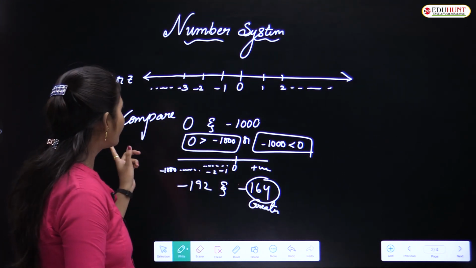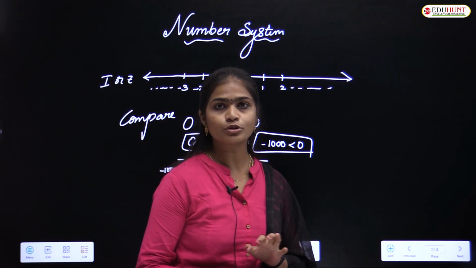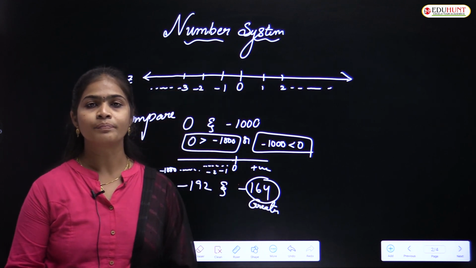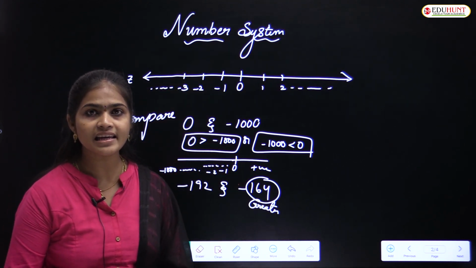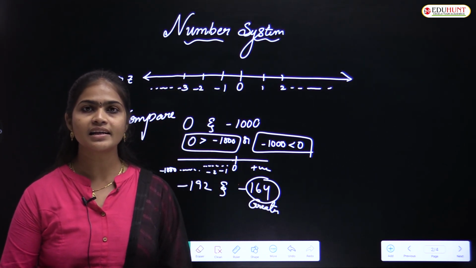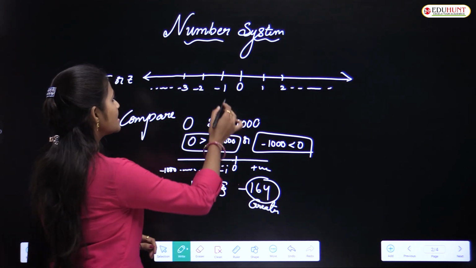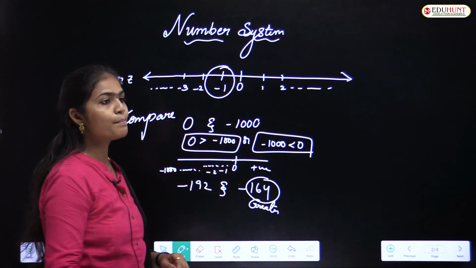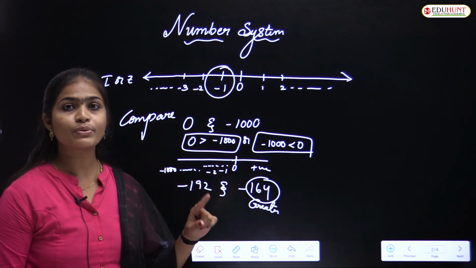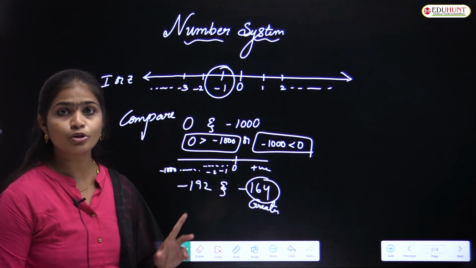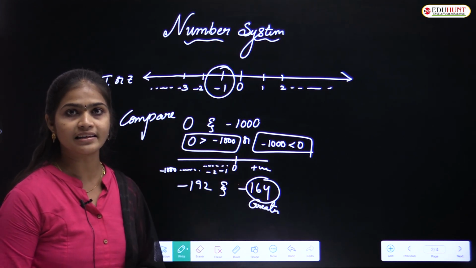Okay, so by observing this, my question is, which is the greatest negative integer? Do you know that answer? Okay, see here, which one is the greatest negative integer? That is minus 1. Minus 1 is the greatest negative integer. Not positive. Positive means we can't say that.